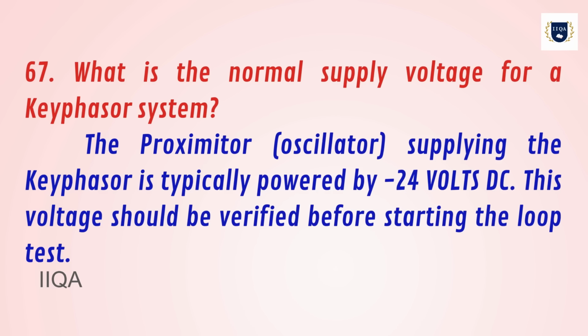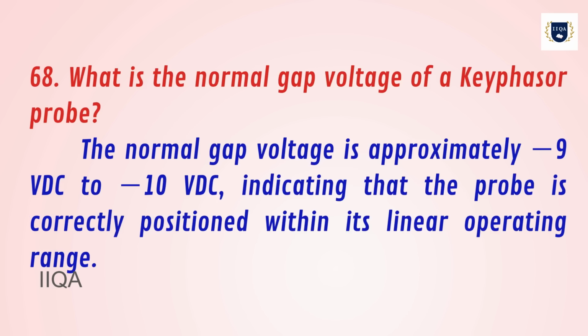67. What is the normal supply voltage for a Keyphasor system? The proximeter, oscillator, supplying the Keyphasor is typically powered by -24 volts DC. This voltage should be verified before starting the loop test.